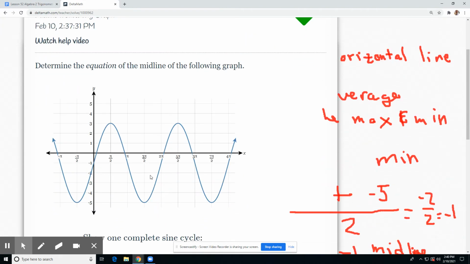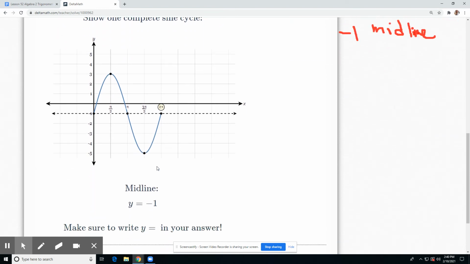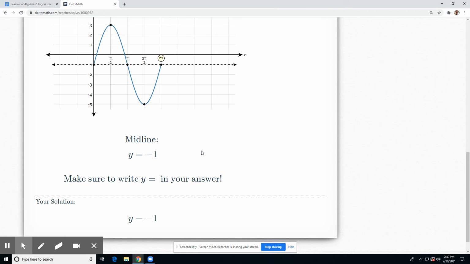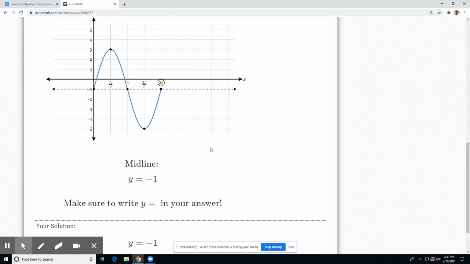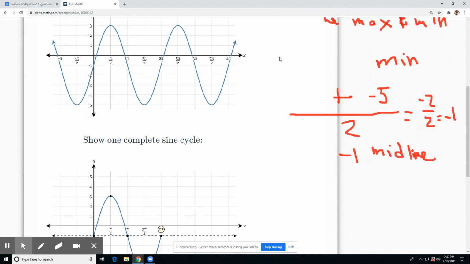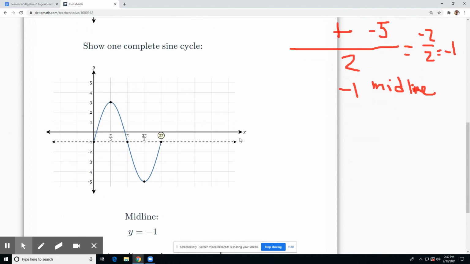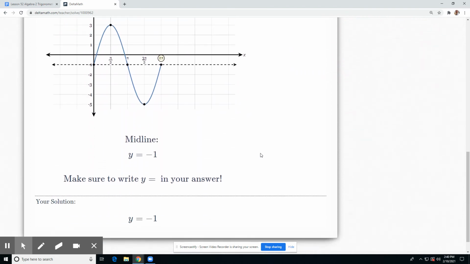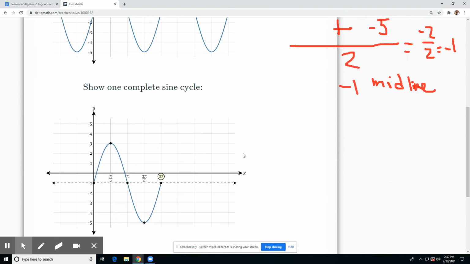Got it. All right. You're basically showing one complete cycle. And yes, make sure you write it y equals. Of course, it's always y equals for these horizontal lines. I was hoping they would have y equals. I would have been shocked and ashamed if they didn't, but they do, so we're okay.